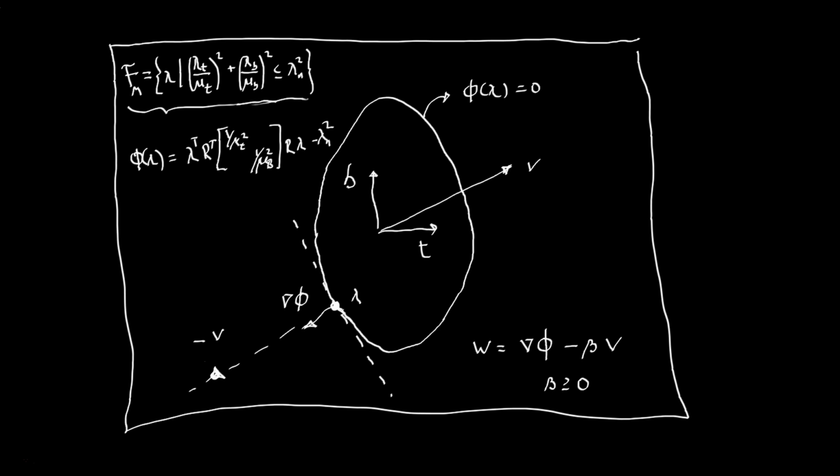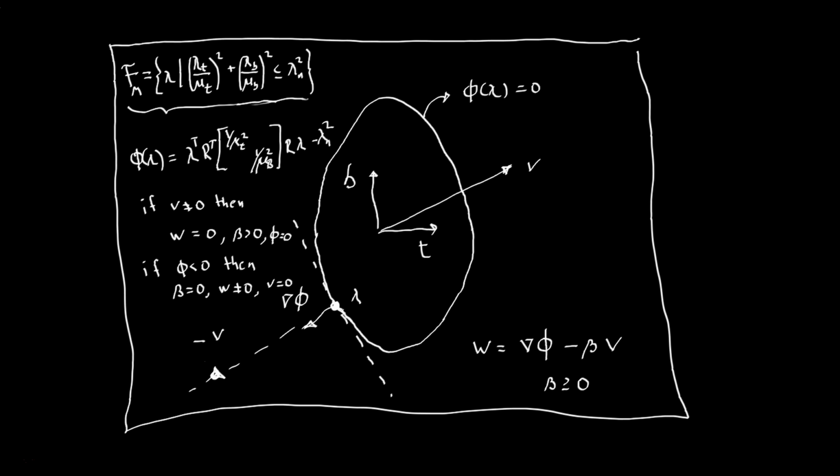I'll now define some non-negative number beta and the auxiliary vector w. This vector w will be used as a measure of whether the gradient of phi points in the same direction as the negative v direction. I can observe that if the velocity is non-zero, then a positive beta must exist such that w is 0. In this case, I am on the boundary of the cone, which means that the phi function is 0.